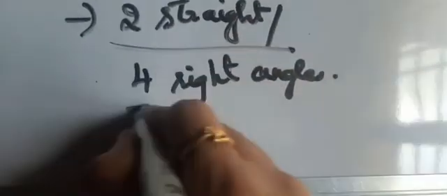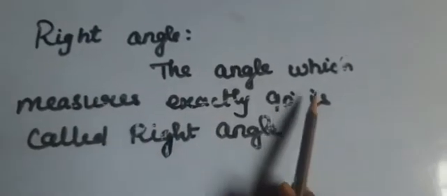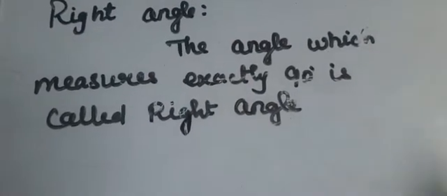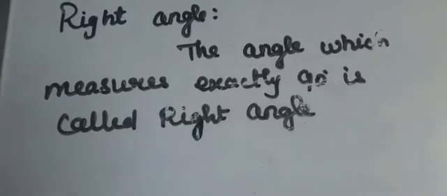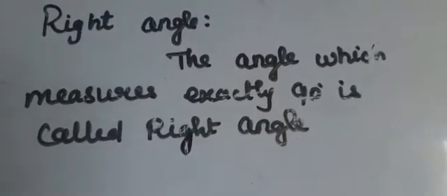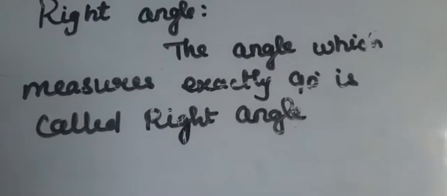Now let us get to know how the revolution of the angles is made in the clock. The first angle is the right angle. A right angle measures exactly 90 degree. An angle which is exactly 90 degree refers to the right angle. It is not beyond 90 degree and it is not less than 90 degree.